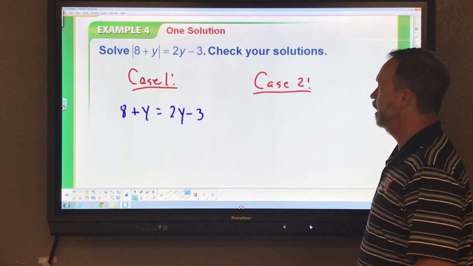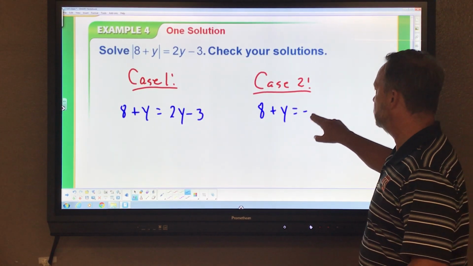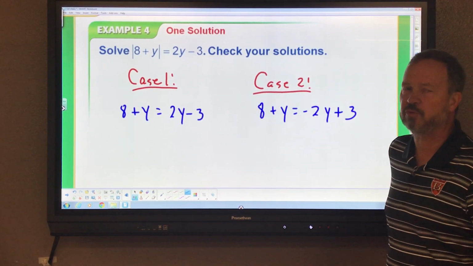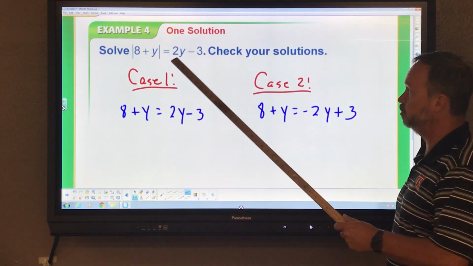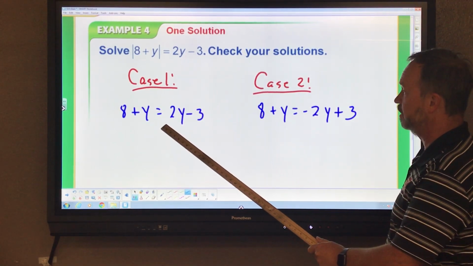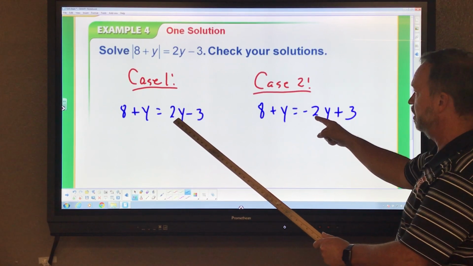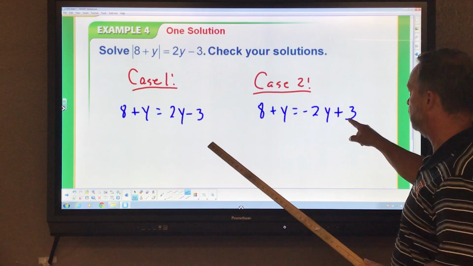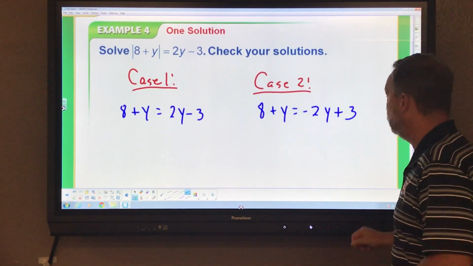That's what we did. Case 2 is recopy, but change the sign on the right side. Did I not say that over and over again earlier in this lesson and last year? That's what you do. So you copy without the absolute value, then you recopy, but you change the sign on the right side. You notice that was positive 2, now it's negative. That was negative 3, that's positive. Change the signs.